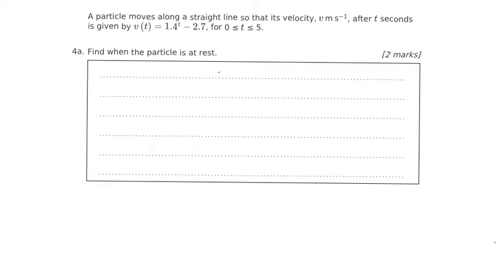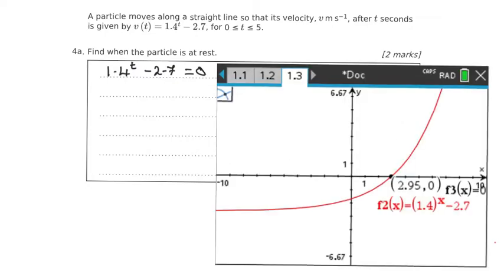Therefore, 1.4 to the power of t minus 2.7 is equal to 0. In order to solve this, use your GDC and find the points of intersection. As you can see from the diagram, the point of intersection is when x is 2.95. So therefore, t equals 2.95.